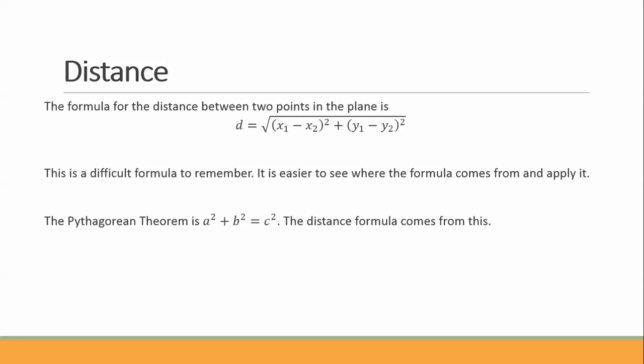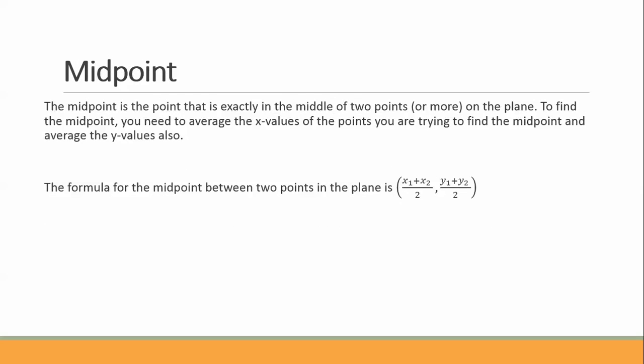Distance. We have this really complicated formula for distance. Distance is equal to the square root of x1 minus x2 quantity squared plus y1 minus y2 quantity squared. This is a difficult formula to remember. It's a lot easier to see the why. Why is this formula the way it is? And where it comes from and apply it. Most people remember the Pythagorean theorem is a squared plus b squared equals c squared. This is where the distance formula comes from. So let's look at where the distance formula comes from and how to apply it.